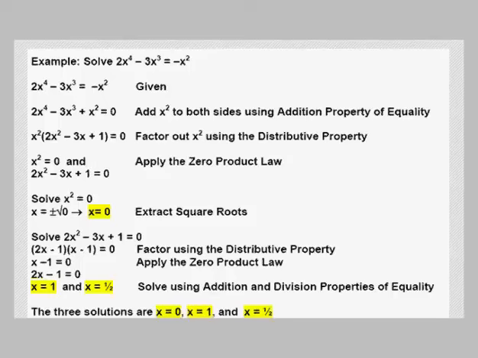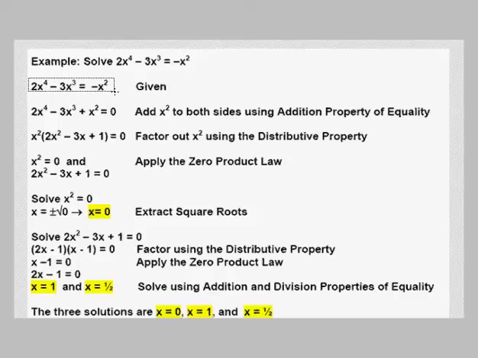The first example we're going to look at is the equation 2x to the fourth minus 3x cubed equals negative x squared. This is an equation that's a polynomial of higher power, but it's factorable. Before we can factor and solve, however, we have to move all the terms to one side.